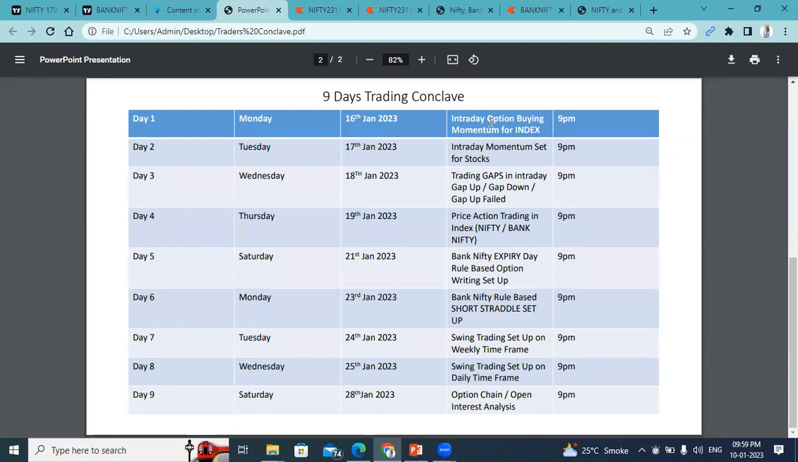So these are the setups I will cover in this Traders Conclave. So we will start from Monday.